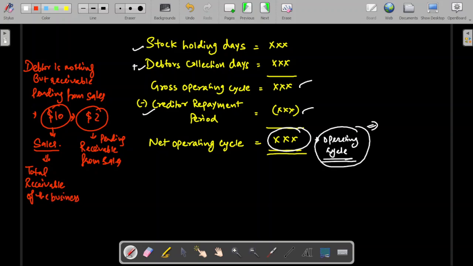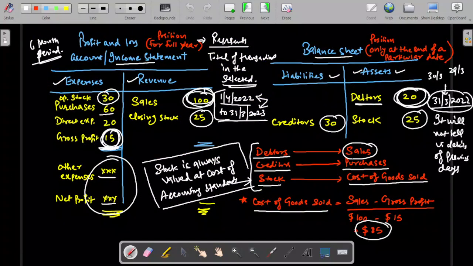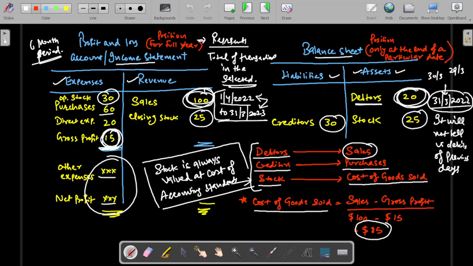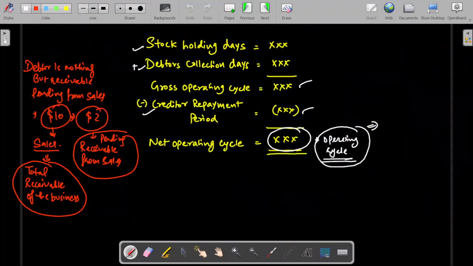Similarly, creditors represent the pending payable amount and purchases represent the total payable amount of the business. So out of the total receivable of the business, this much receivables are pending to be received. Therefore, debtors are always linked with sales because debtors are always generated from the sales itself. Similarly, creditors are always linked with purchases, since the creditors are part of purchases itself. But the stock is linked with cost of goods sold.